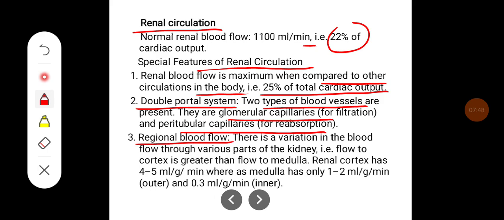There is a regional blood flow. There is a variation in the blood flow through the various parts of the kidney. That is, the flow to the cortex is greater than the flow to the medulla. Renal cortex has 4 to 5 ml per gram per minute, whereas the blood flow in the medulla is only 1 to 2 ml per gram per minute in the outer part, and just 0.3 ml per gram per minute in the inner part of the medulla.